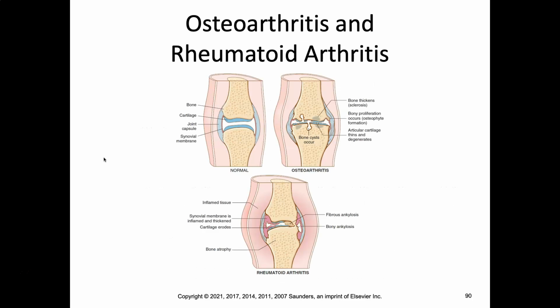So what does it look like if you're looking at a normal joint versus one with osteoarthritis from aging and use of the joint versus one that has rheumatoid arthritis, where you have that autoimmune attack? You can see that they're very different.